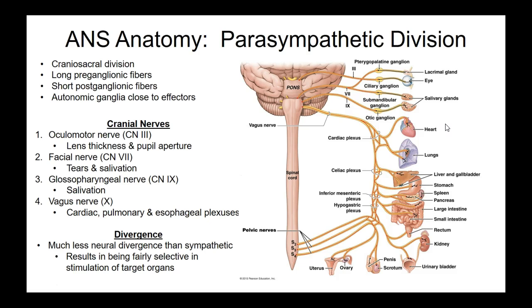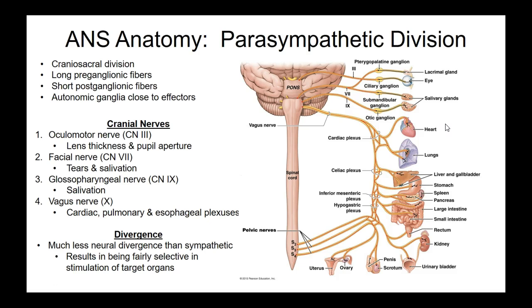So if you're thinking about traveling, right? So if you just had stepped out your door, for instance, you're going to be able to have a lot more options to be able to get to your destination, right? And so that's what we're talking about with divergence. There's less divergence here with the parasympathetic, which is one of the reasons why we have a fairly localized control. Okay? And we'll see that that's really the opposite with the sympathetic.